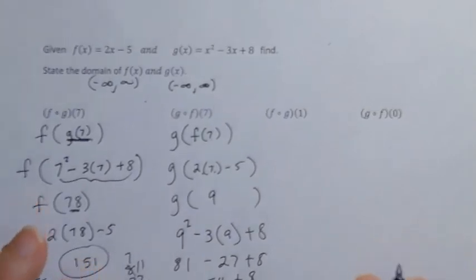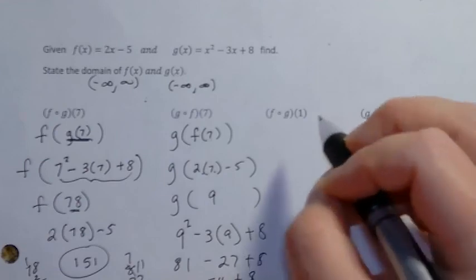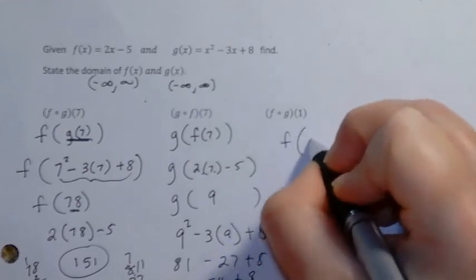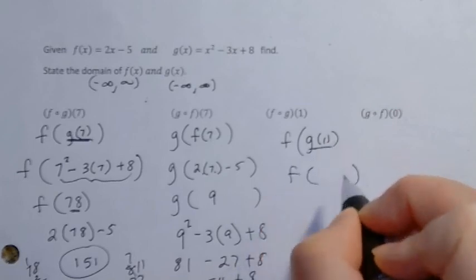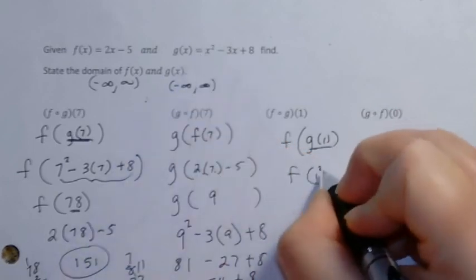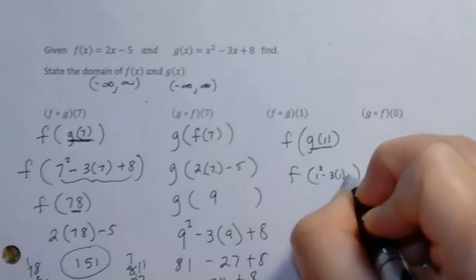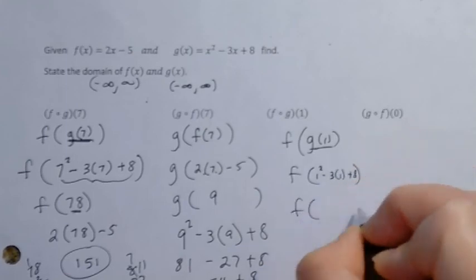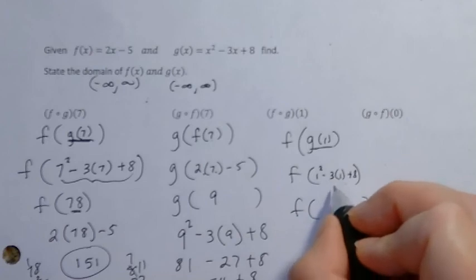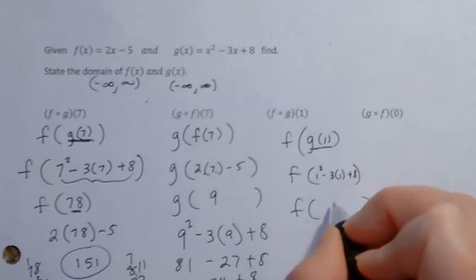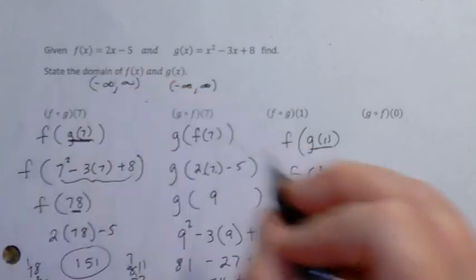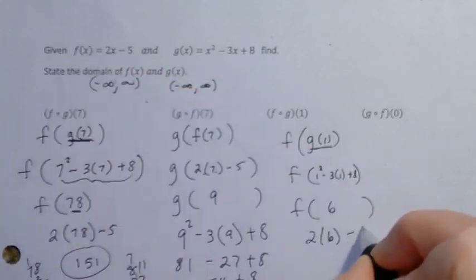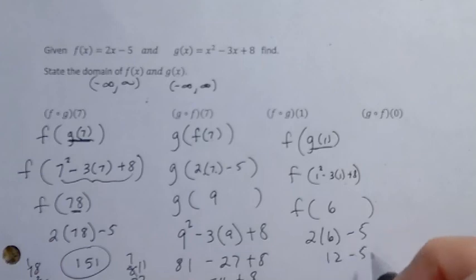All right, let's find f of g of 1. So I'm going to put 1 into the g function. So I have 1 squared minus 3 times 1 plus 8. 1 squared minus 3 is negative 2, plus 8 is 6. So now I'm finding f of 6. So I'm going to put 6 into the f function. So 12 subtract 5 is 7.